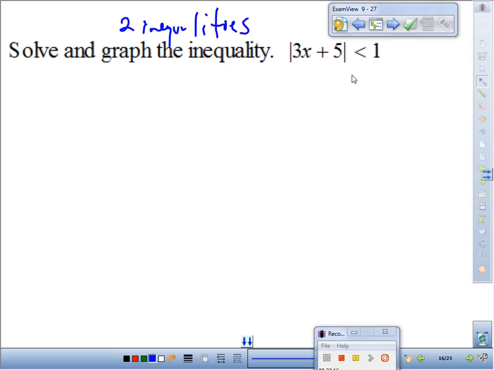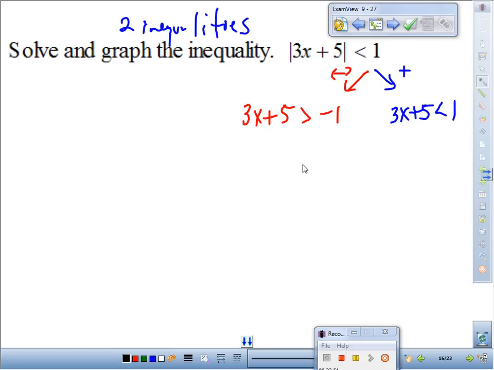So let's see. Is there anything outside the absolute value? No. At that point, we're going to write two inequalities. One negative. So that means this turns into a negative one. If it does, what happens to the symbol? It flips. And I write 3x plus 5. The second one is going to be a positive. And we write everything as is. 3x plus 5 less than 1 without the absolute values.